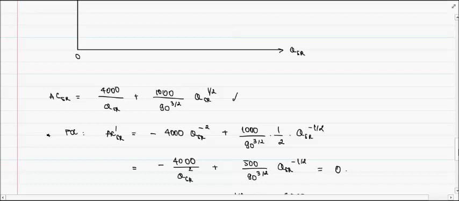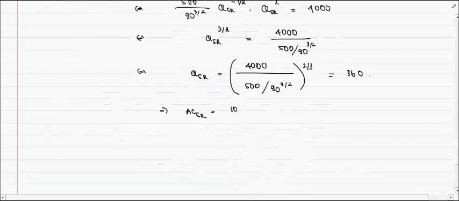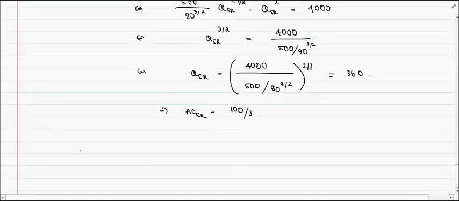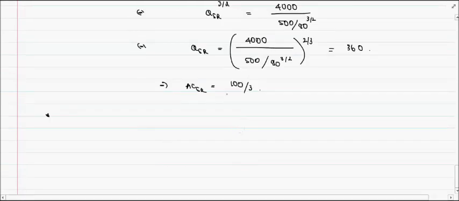And that just gives me 100 on 3. Okay, so we already found a stationary point, so this is going to be either a minimum or a maximum.